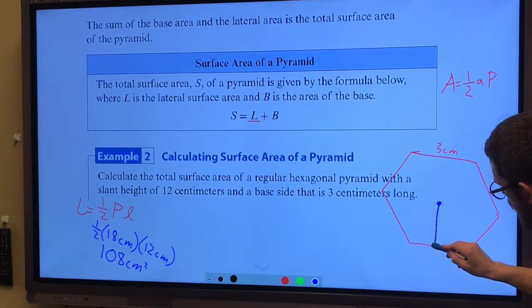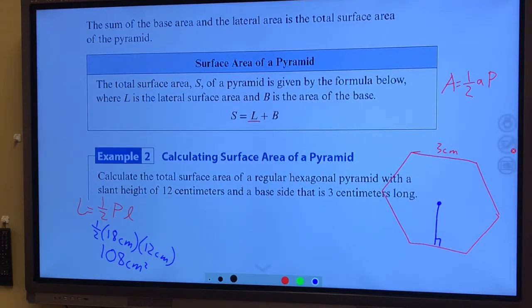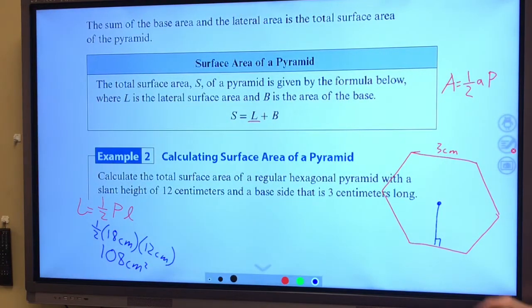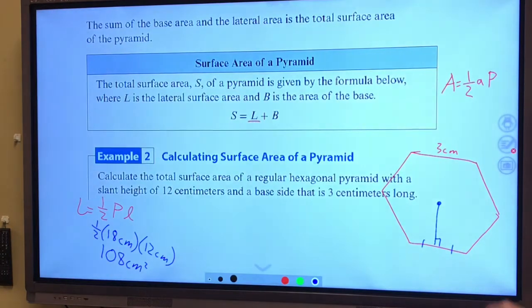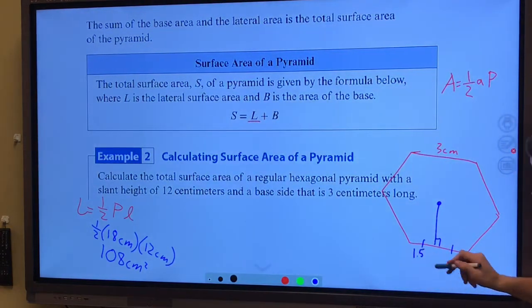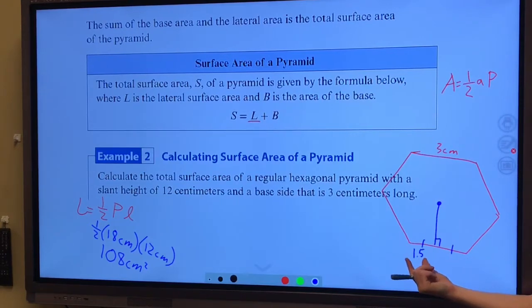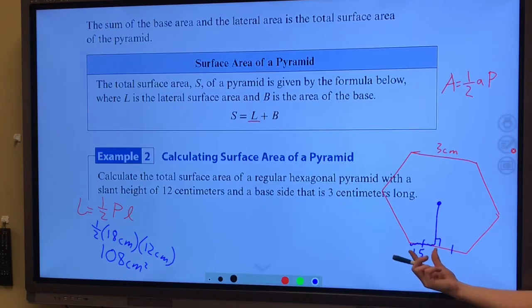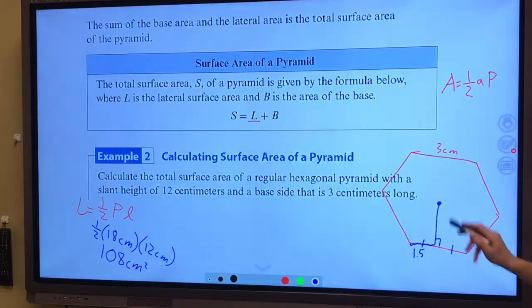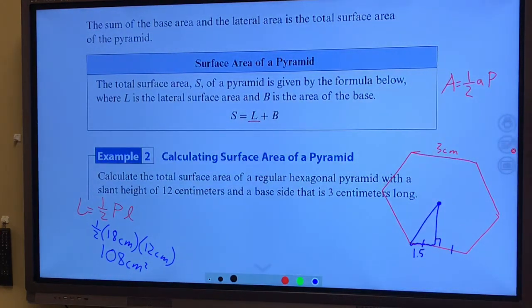If you remember, the apothem is that perpendicular distance to the center of our regular polygon. Since it's a regular polygon, that perpendicular distance to the side is going to split that side in half, which means that instead of 3 centimeters all the way across, it's just 1.5 centimeters. It's half of it. And so we're going to use this right triangle here.